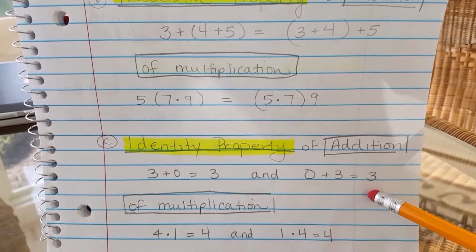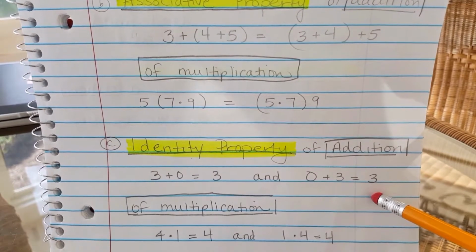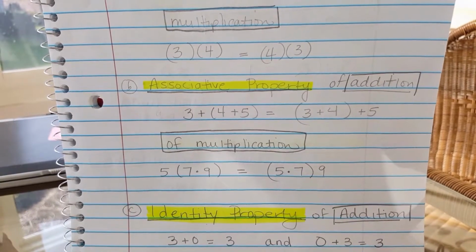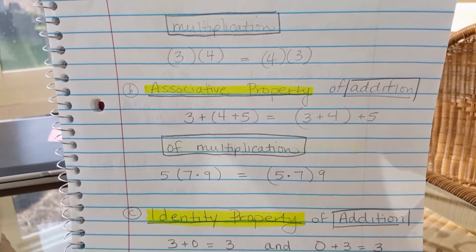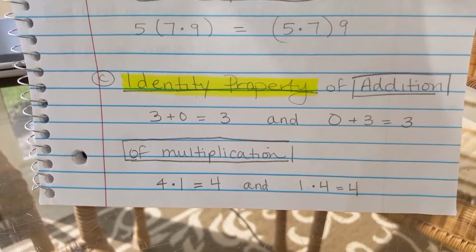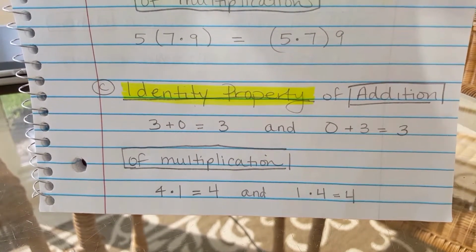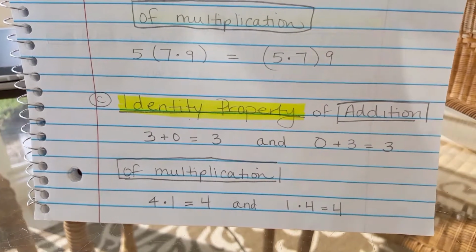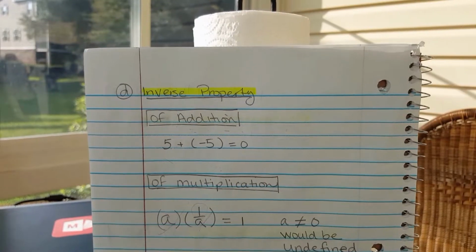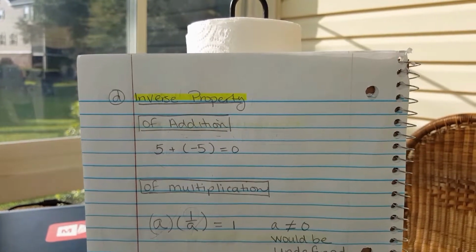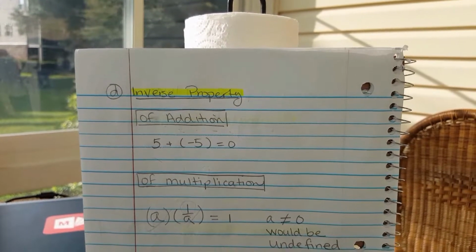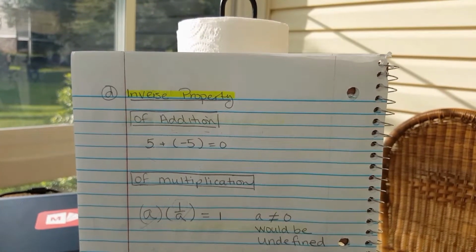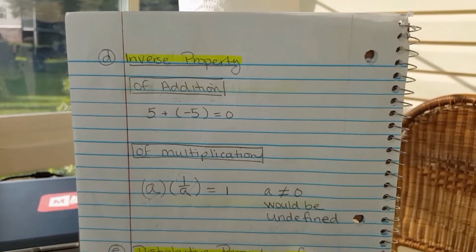The identity property of addition simply states that 3 plus 0 is equal to 3, and 0 plus 3 is also equal to 3. Okay? The identity property of multiplication says 4 times 1 equals 4, and 1 times 4 equals 4. Okay? All right. The inverse property in math of addition says 5 plus negative 5 is 0. Okay, those two cancel one another out.